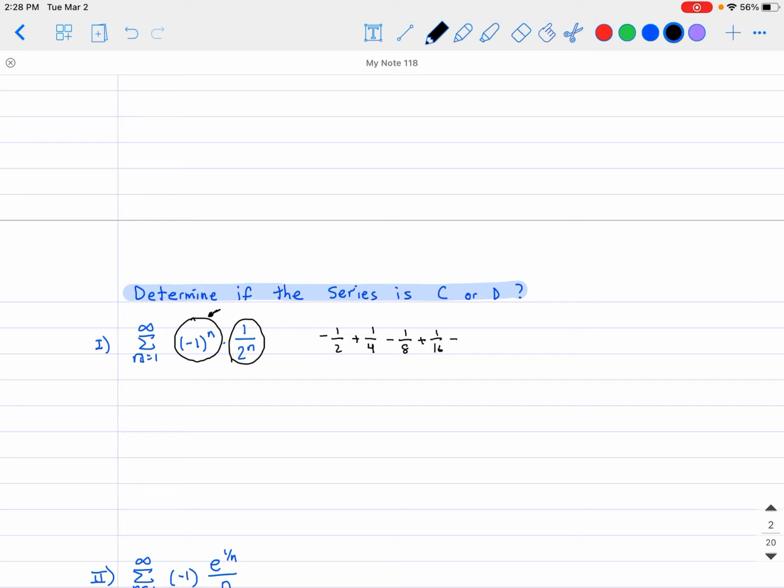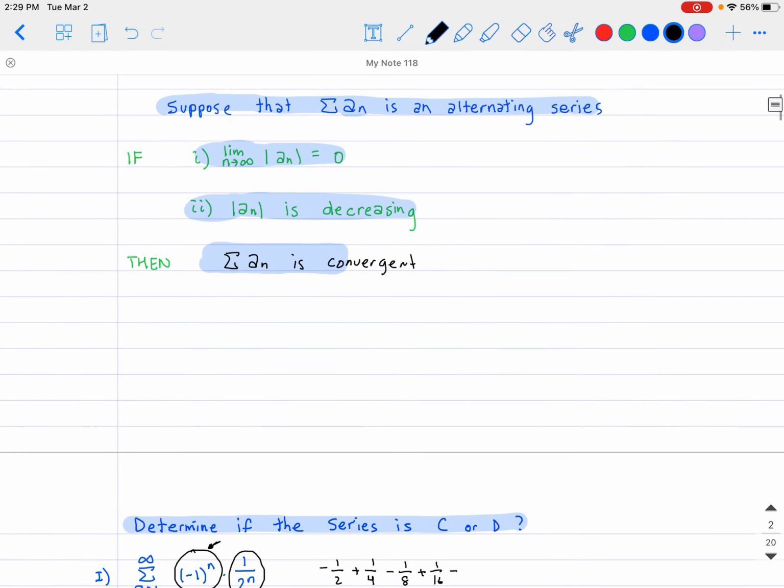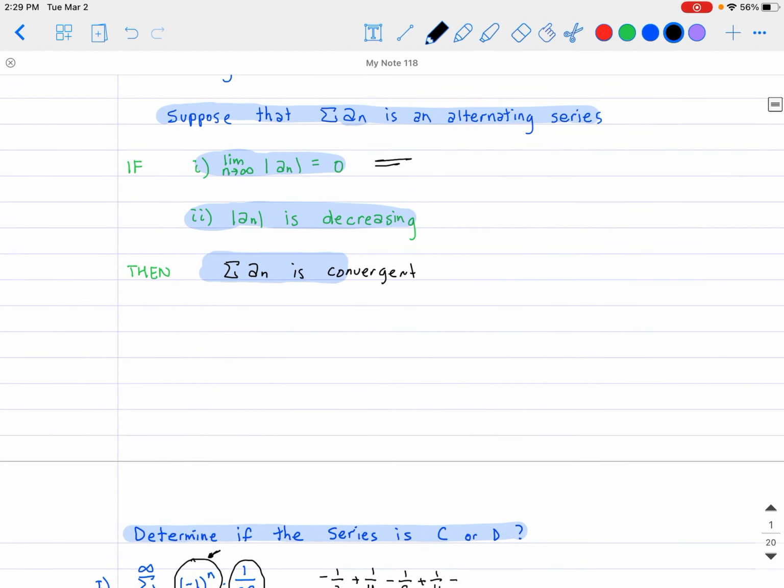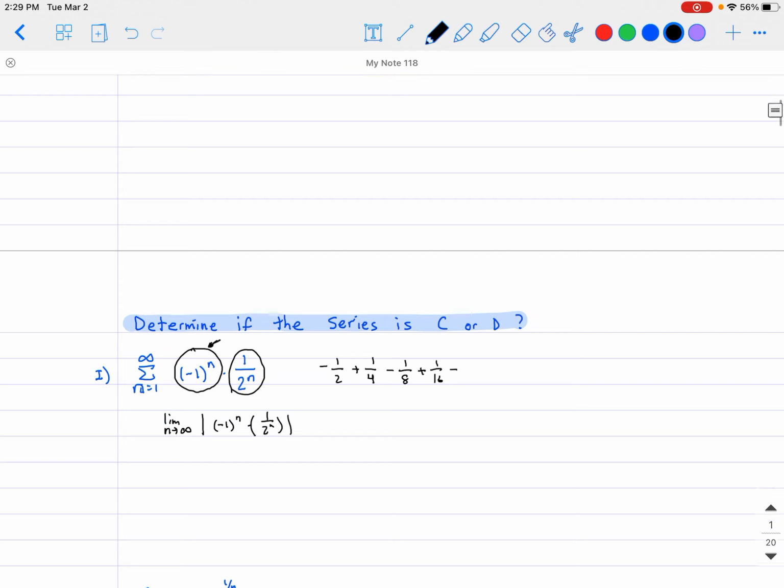So let's go ahead and see if it fits all the requirements of what we were saying earlier. So first, I want to find out the limit as n approaches infinity of each term. I want to make sure that the terms are getting closer and closer to 0, the absolute value of it anyway. So I'm going to say the limit as n approaches infinity of negative 1 to the nth power, and then we have 1 over 2 to the n. That is basically our first part right here. That's what I want to show.